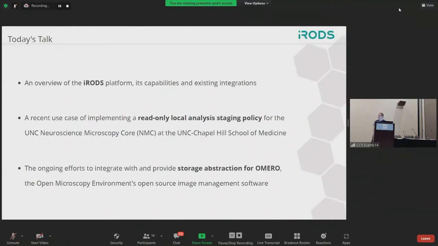And so I'm going to talk about three things today. One, what is it that I do? What is iRODS? Second is a little bit about what we did with the neuroscience microscopy core at UNC School of Medicine, and then how that led to our ongoing conversation as a working group with integration with OMERO more broadly.